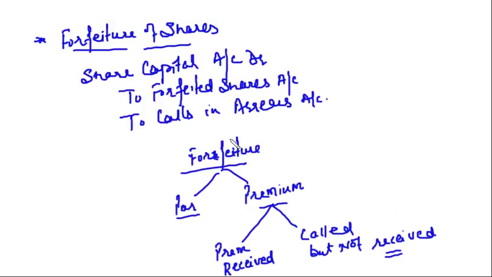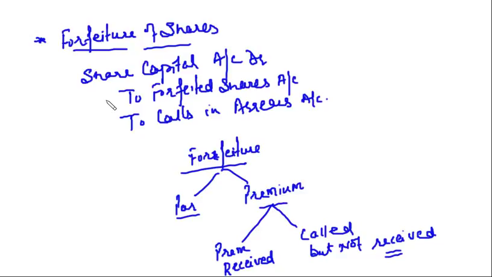3 accounts are affected. Share capital is debited, forfeited shares is credited, and calls in arrears is credited. Now here I told you that this forfeited shares account is for the amount that we have already received from the shareholders. The shares we have forfeited, we have received some amount on those forfeited shares. So that amount is kept in a separate account known as forfeited shares account.